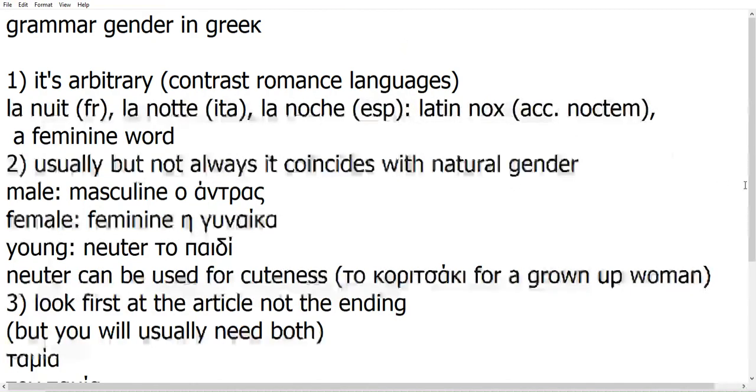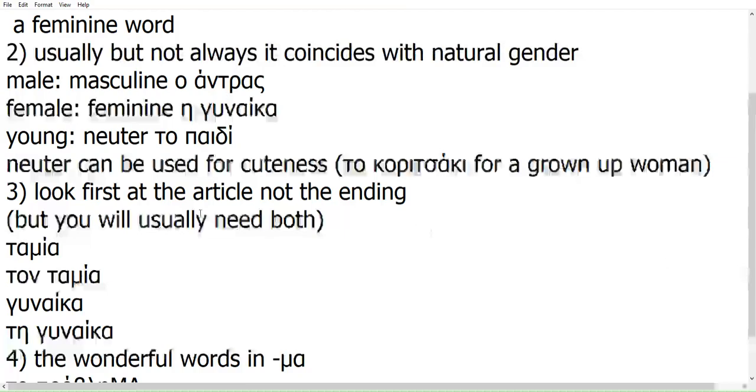An example of this would be this here. If you have this word here, ταμίας, and this word here, γυναίκα, just by looking at them, there is no way to know the gender. Now, if I throw in that, τον and τη, now I can easily say, okay, with this article, it can only be masculine. With this article, it can only be feminine.